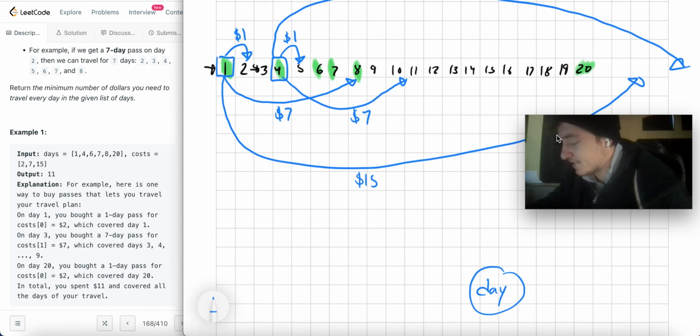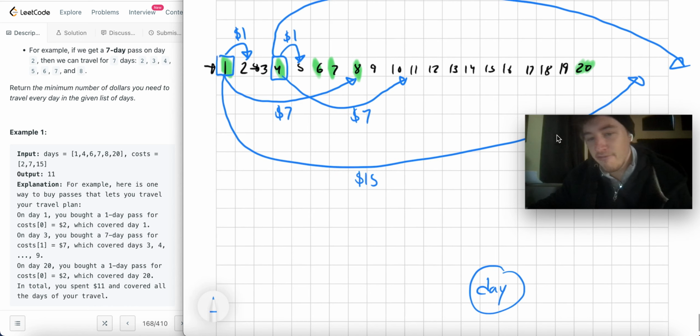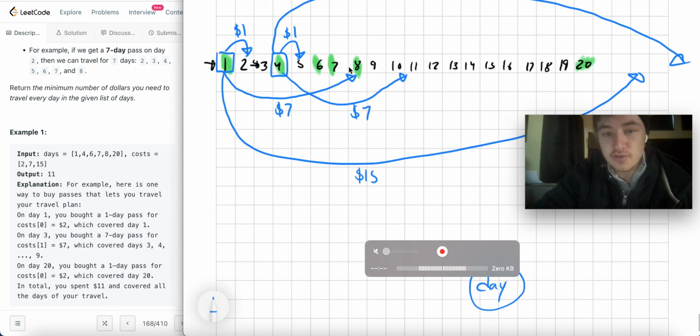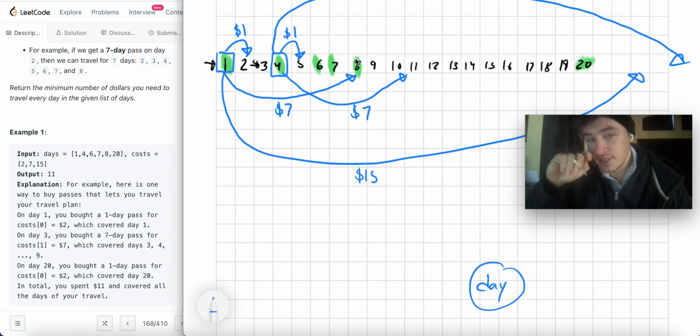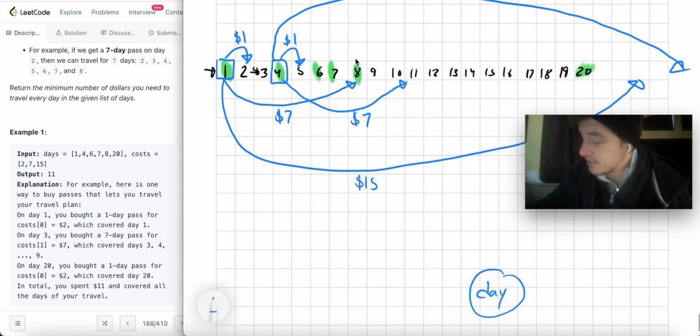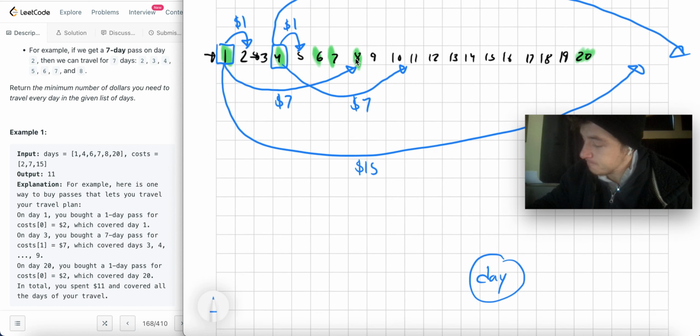So for this day, I could say, well, if this is a day that I have to travel, then I know I'm going to have to buy a pass that covers this day at some point. So to buy a pass that covers this day, I could either have bought a day pass that covers this day with price 1.